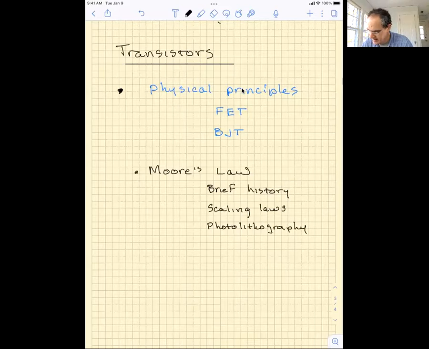And that'll lead us to one of the most famous examples of exponential growth around, what's called Moore's law. And finally, we'll consider some limits to scaling. What limits how small transistors can be made? Well, that's what we'll look at. So hang on, and we'll just go and get started.